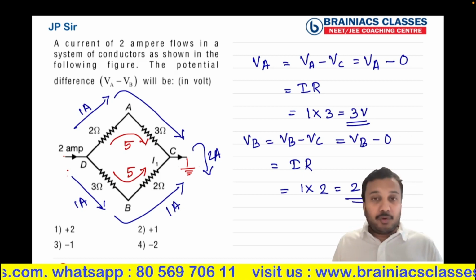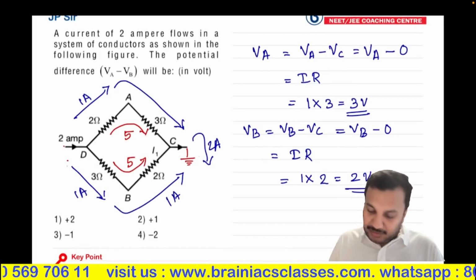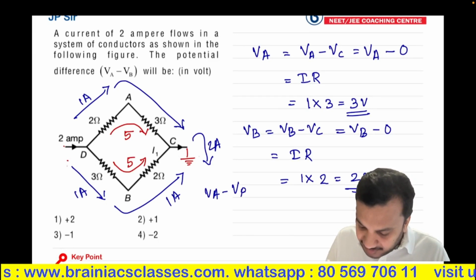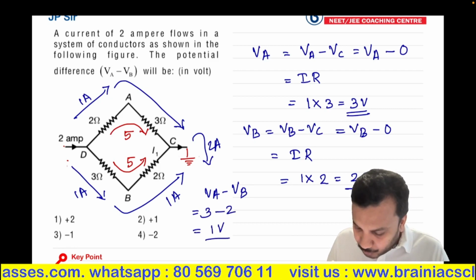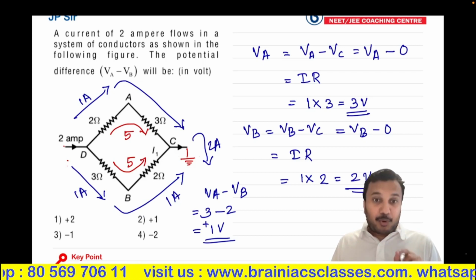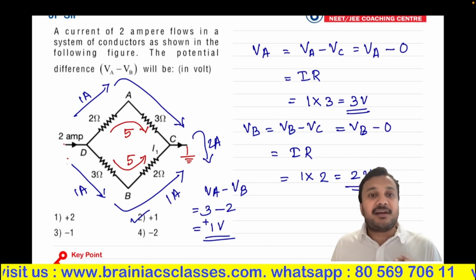So the voltage at A is 3 volt, and the voltage at B also, we got 2 volt. Now the point is VA minus VB, which means 3 minus 2, answer equal to 1 volt. What 1 volt? Positive. Answer is positive 1 volt. Our option is 2. Option number 2 is the correct answer.